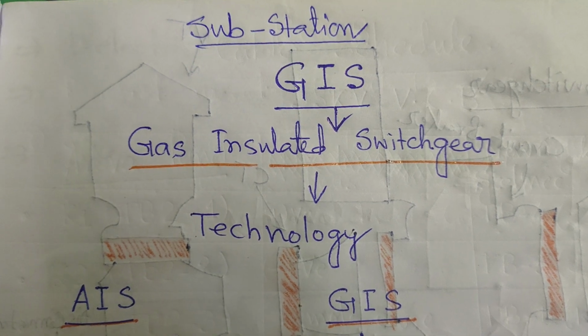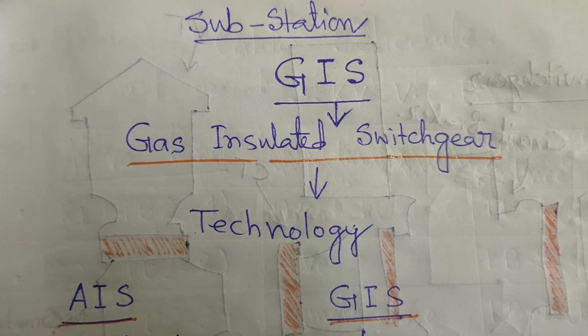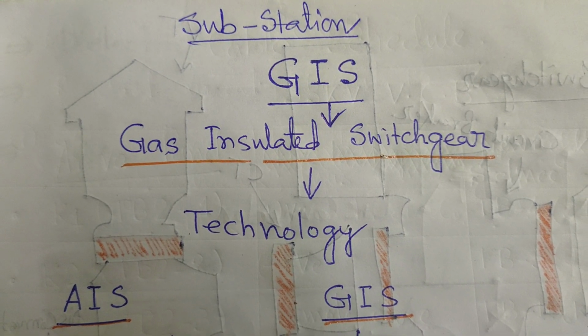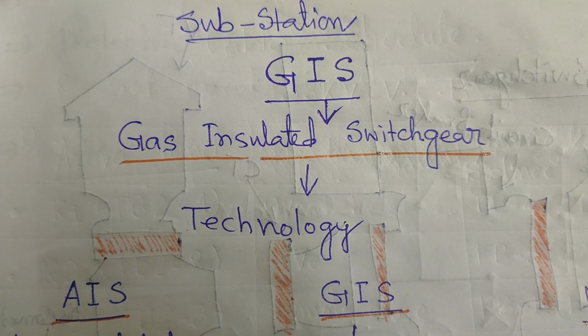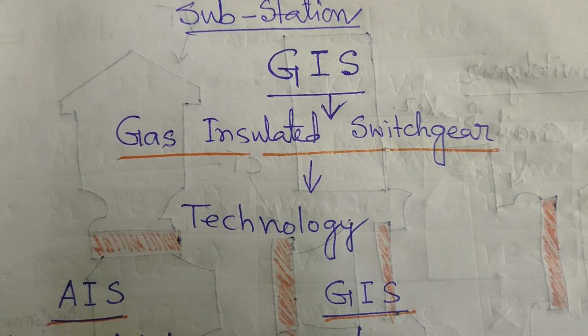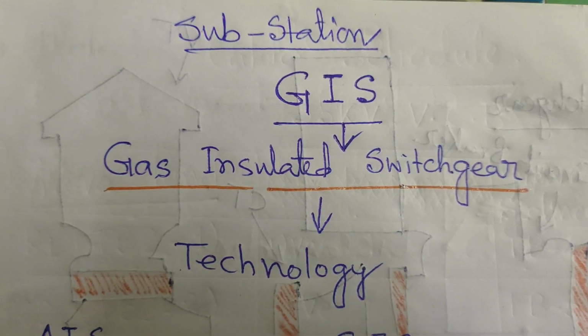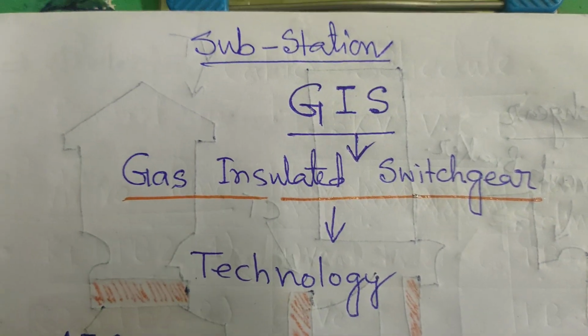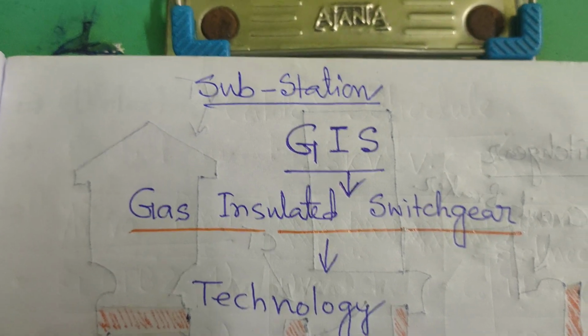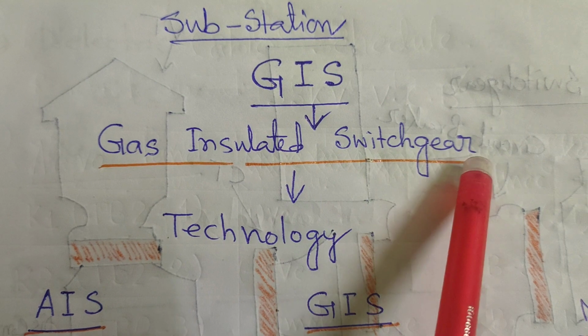Friend, today the topic we are discussing is substations. Different types of substations are constructed nowadays. The most important and reliable substation is GIS. What is the full form of GIS? GIS is the gas insulated switchgear.